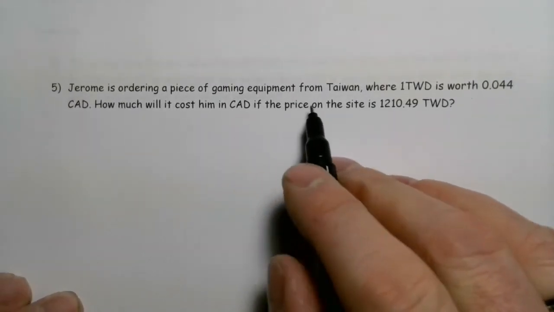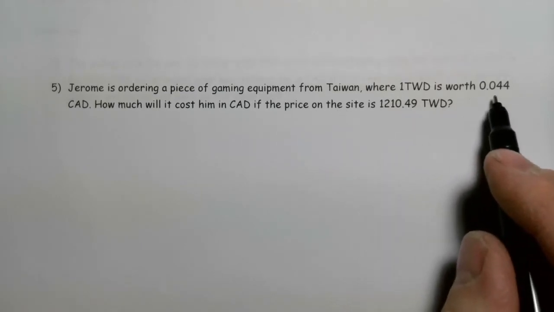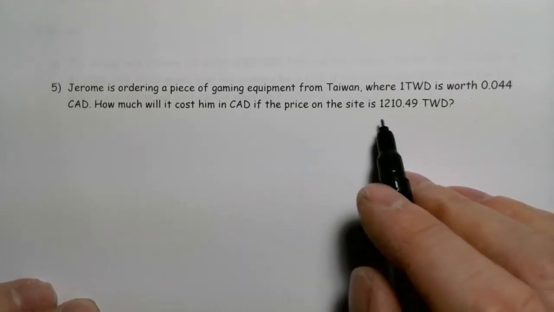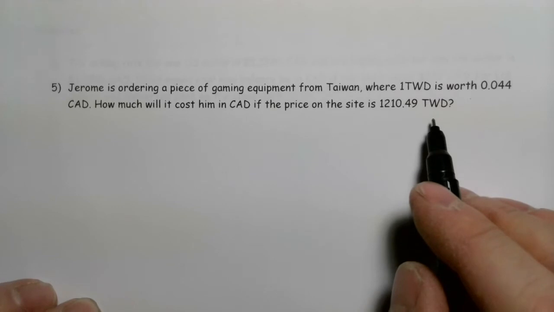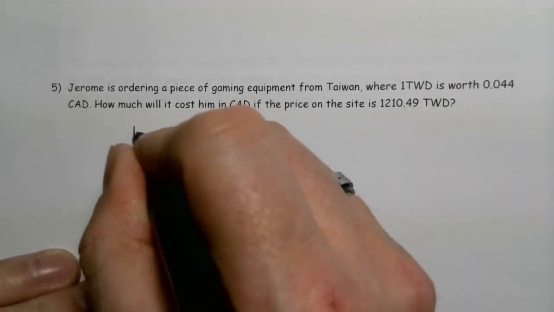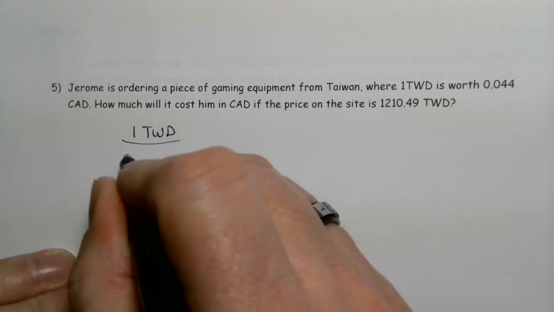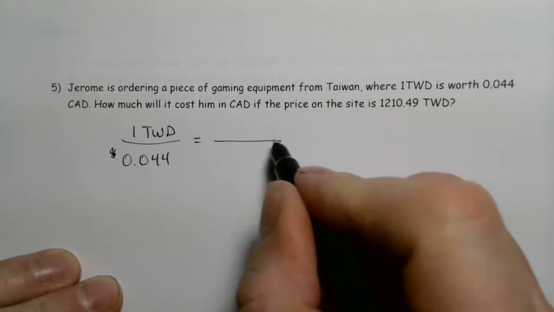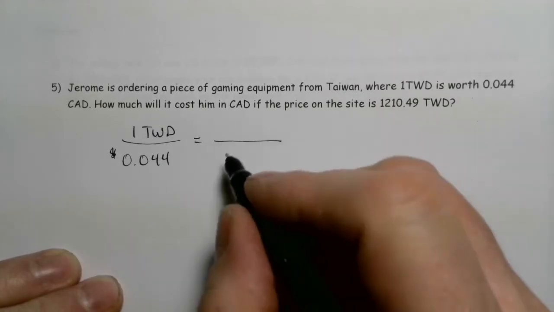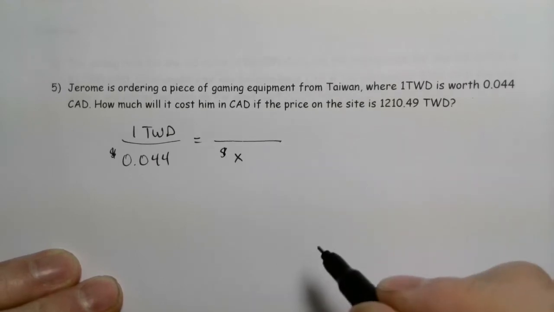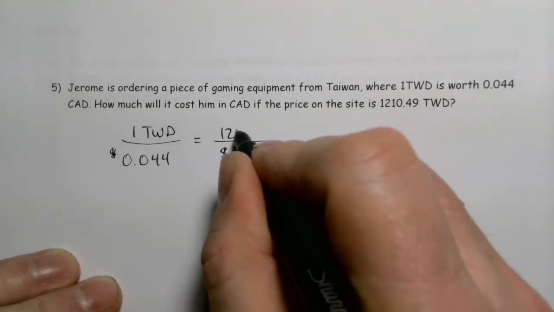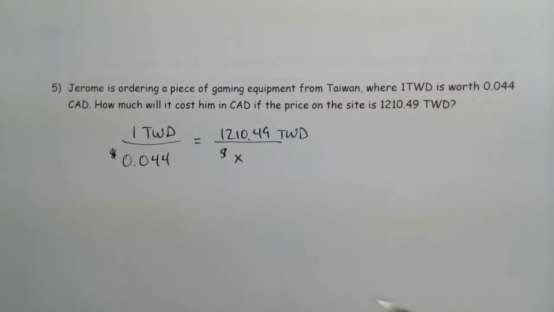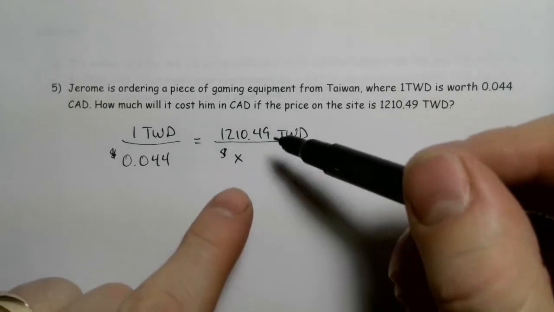Jerome is ordering a piece of gaming equipment from Taiwan where one Taiwanese dollar is worth 0.044 Canadian dollars. How much will it cost him in Canadian dollars if the price on the site is 1,210.49 Taiwanese dollars here? So we know one Taiwanese dollar is going to be 0.044 Canadian dollars. And we want to know how many Canadian dollars, so right here, how many Canadian dollars is it going to take if we know that it's going to be 1,210.49 Taiwanese dollars.